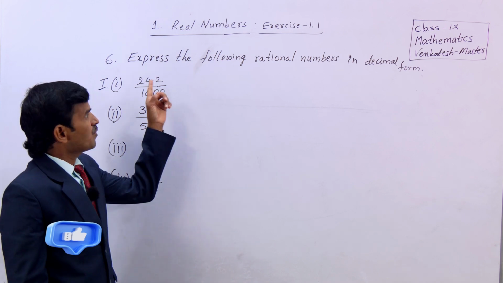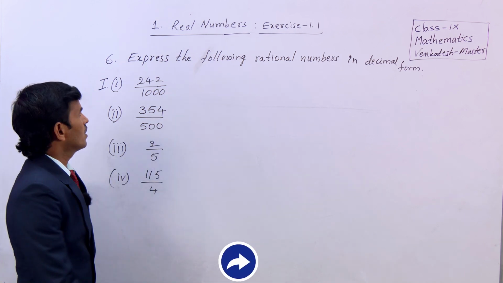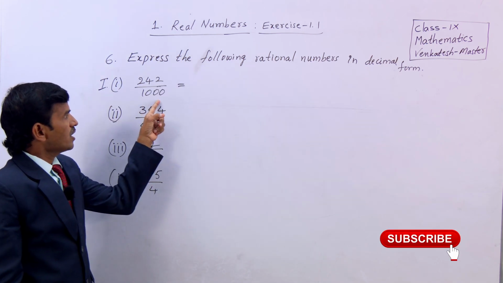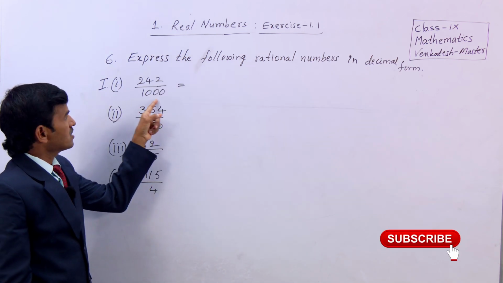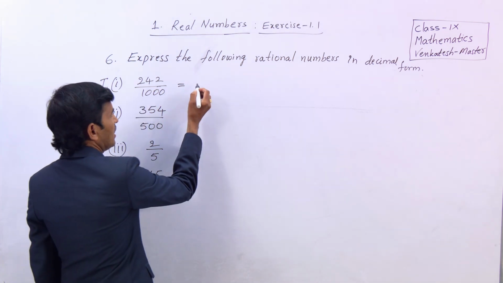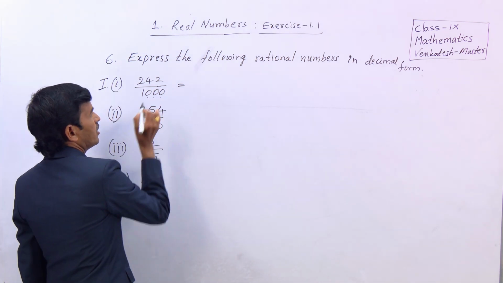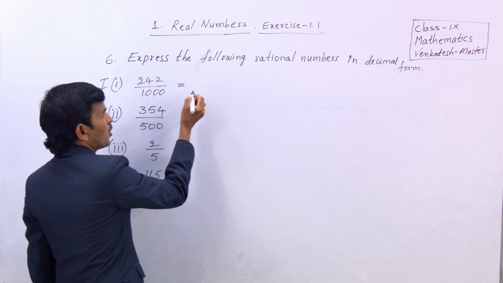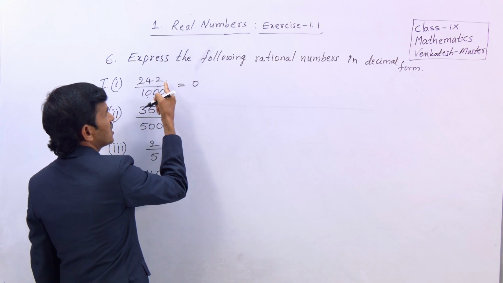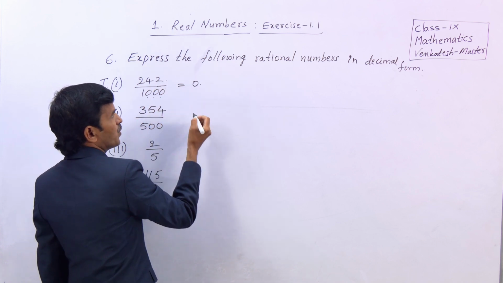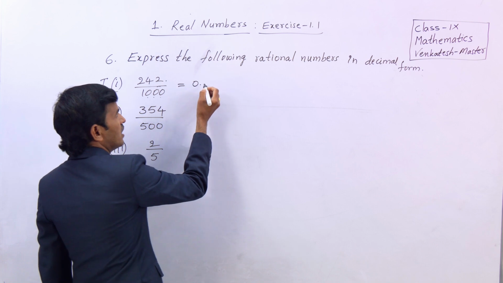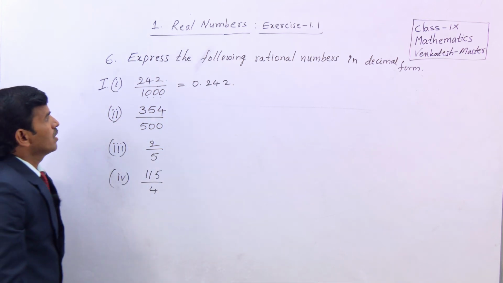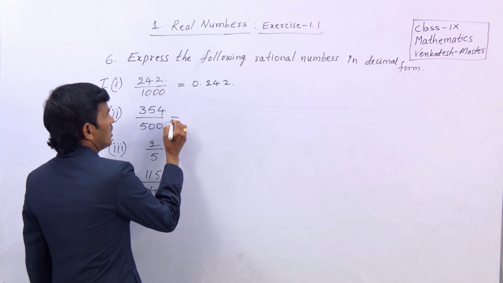Express the following rational numbers in decimal form. So how do we write in decimals? Let us see here. When the denominator is given in the first question as 1000, we can write it directly. How many digits are there in the denominator? 3 zeros. So where there are 3, the decimal point moves 3 digits before the given numerator. That is 0.242.